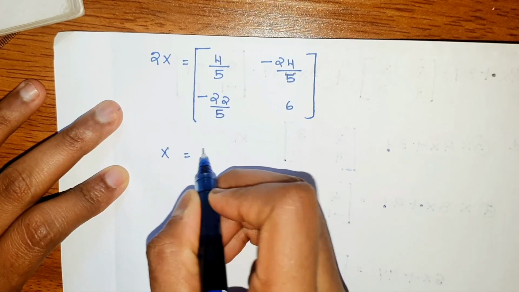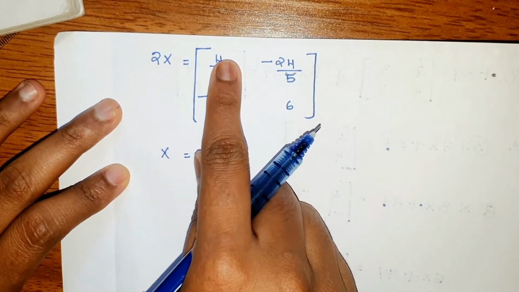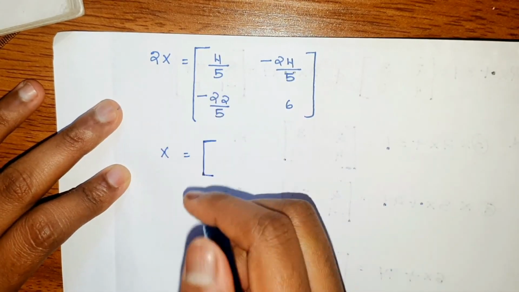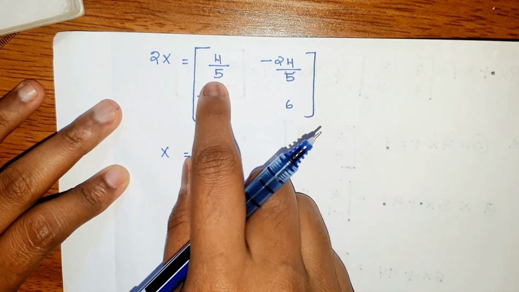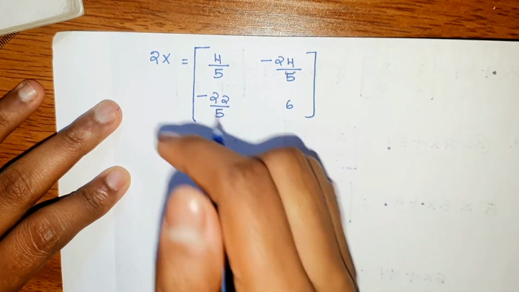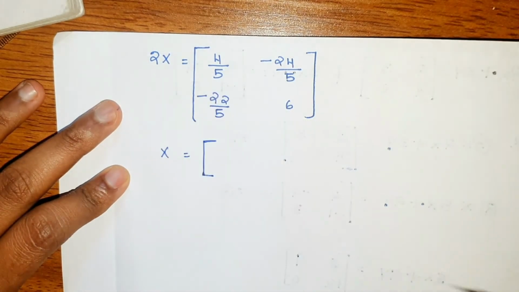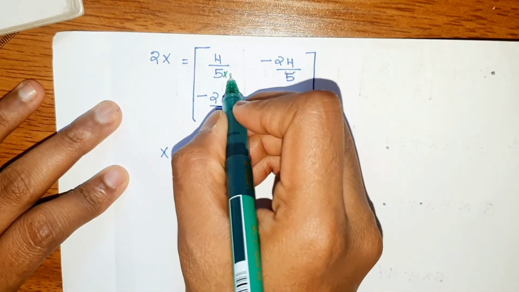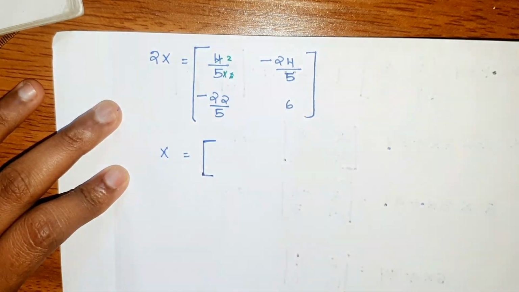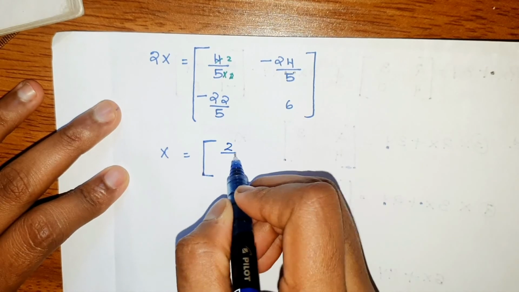So x is equal to, what is the value of x? 4 by 5 divided by 2. So that is 4 by 5 into 2, right? So this is 5 into 2. I can cancel this 2. So my answer is 2 by 5.